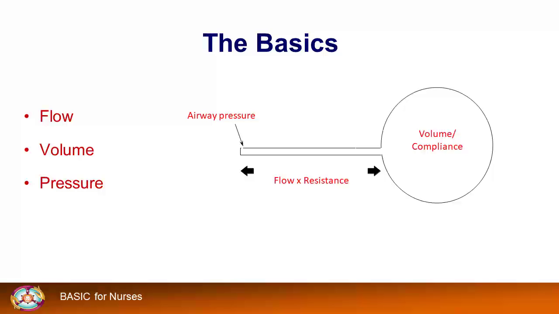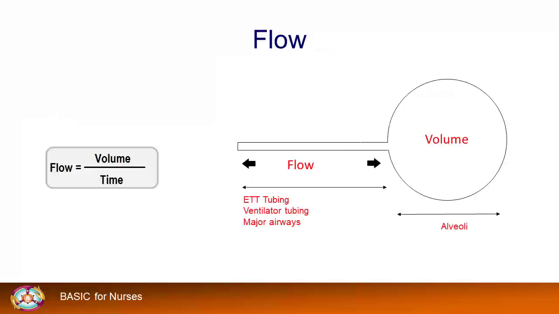Compliance in mechanical ventilation is the ease at which the lungs can inflate. Increased compliance means that the lungs are more easily inflated, whilst decreased compliance means that the lungs are stiffer. We're going to discuss the variables that we can control: flow, volume, and pressure.